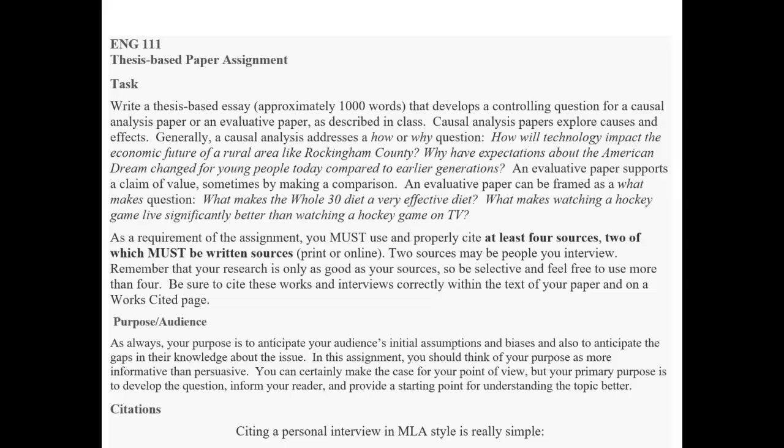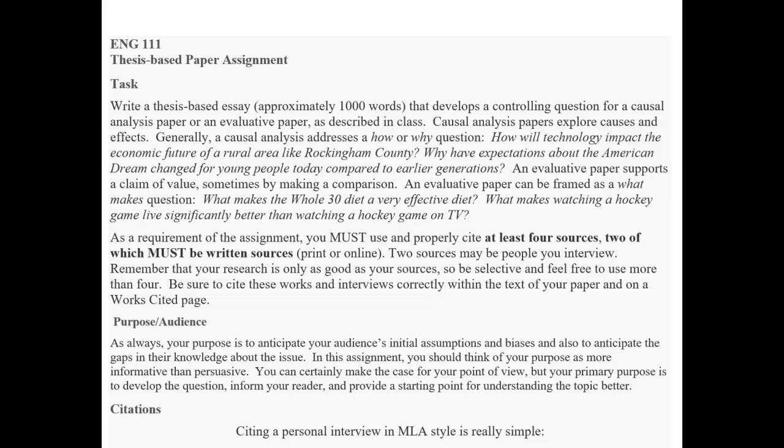So, a minimum of 4 sources. 2 can be interviews. If you don't do interviews, then you'll need 4 written sources. Be sure to cite these works and interviews correctly within the text of your paper and on the Works Cited page. We'll continue to work on that.